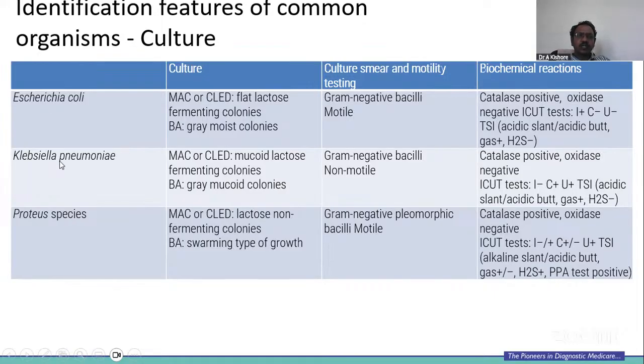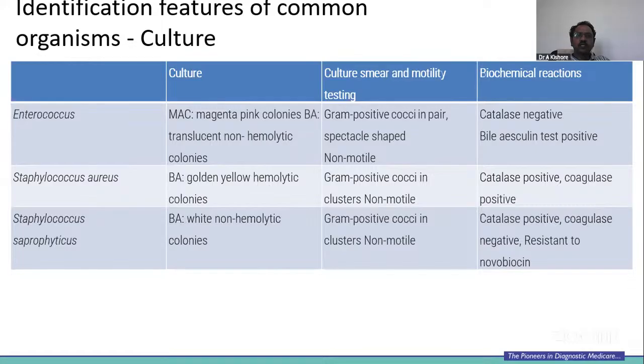Escherichia coli and Klebsiella pneumoniae have different characters. You can see both are gram-negative, but Klebsiella is non-motile. Both are lactose fermenting colonies, but this is a flat colony, and this is a mucoid colony. If you see Proteus, you see late lactose or non-lactose fermenting colonies, and swarming growth is seen on blood agar. So all the properties change depending upon the organism, so that we can try to identify which organism it is. These are some of the gram-positive organisms: Enterococcus, Staphylococcus aureus, and Staphylococcus saprophyticus.